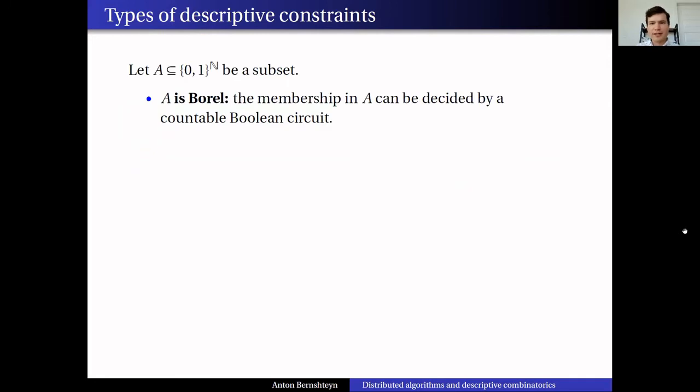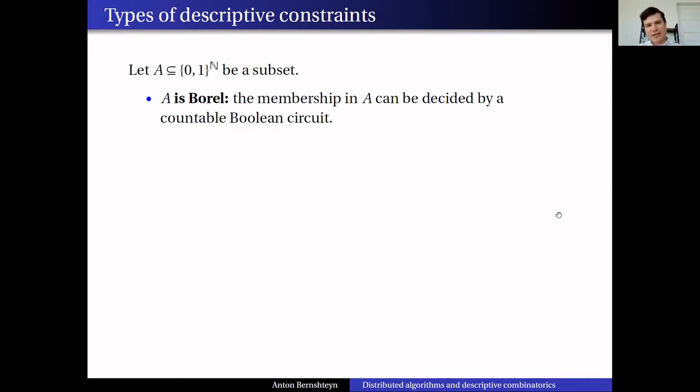So let's review the types of constraints that we study in descriptive set theory. Let's go back for a second to just {0,1}^N, infinite bit strings. Given a subset A there, remember we said that A is Borel if membership in A can be decided by a countable Boolean circuit.